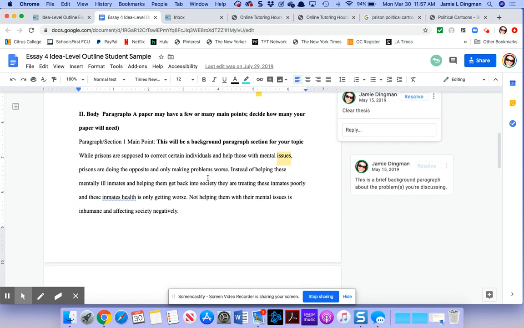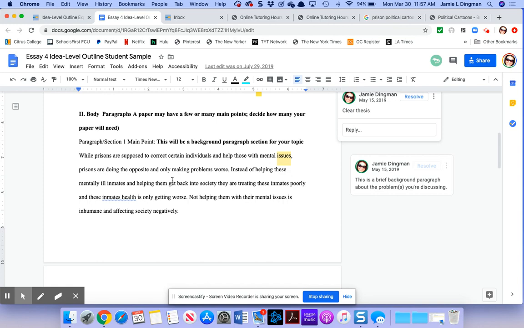While prisons are supposed to correct certain individuals and help those with mental issues, prisons are doing the opposite and only making problems worse. Instead of helping these mentally ill inmates and helping them get back into society, they are treating these inmates poorly, and these inmates' health is only getting worse. Not helping them with their mental issues is inhumane and affecting society negatively.